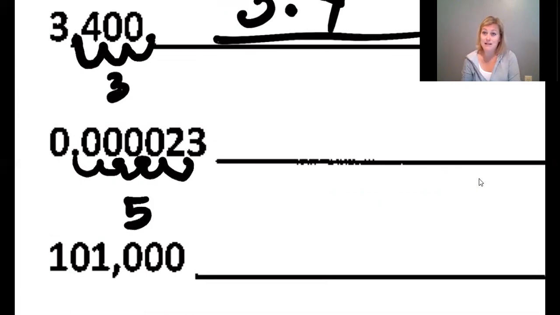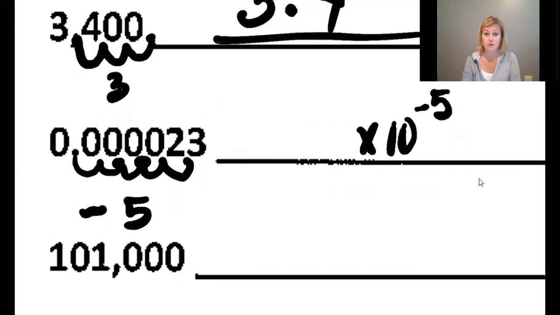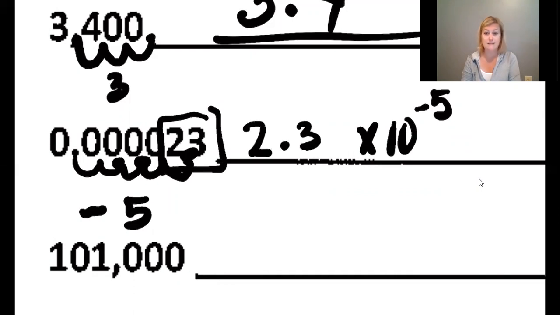Since I started with a decimal number, that's a small number. That means I'm going to have a -5 exponent. So times 10 to a -5 exponent. And the new spot that I moved my decimal is right here. So it's going to be 2.3 times 10 to the -5.